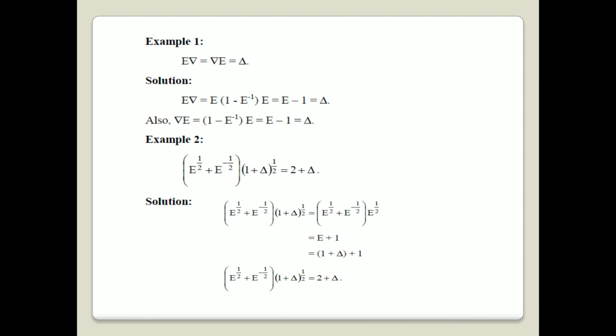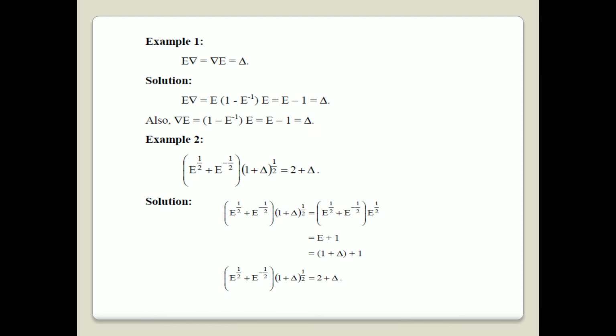Now multiply each term in the bracket by E raised to 1 half. It gives E raised to 1 half into E raised to 1 half becomes E raised to 1, plus E raised to minus 1 half into E raised to plus 1 half, where minus 1 half plus 1 half cancel, giving E raised to 0, and E raised to 0 becomes 1. So in the second step we can write E plus 1, which is equal to 1 plus delta plus 1, because we can write 1 plus delta for E. 1 plus delta plus 1 means 1 plus 1 becomes 2, plus the remaining term delta as it is.